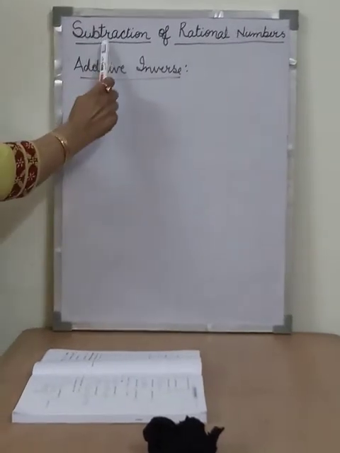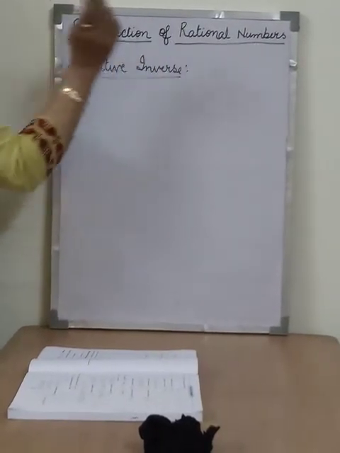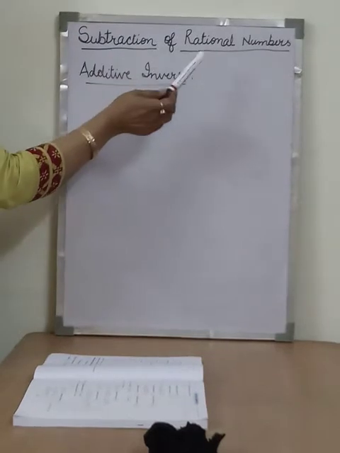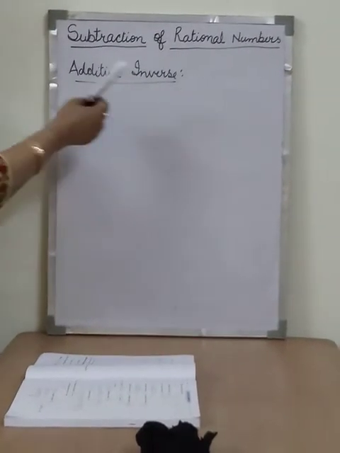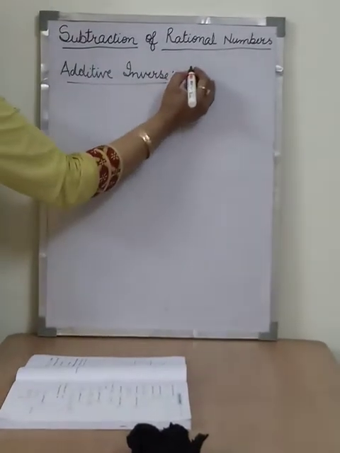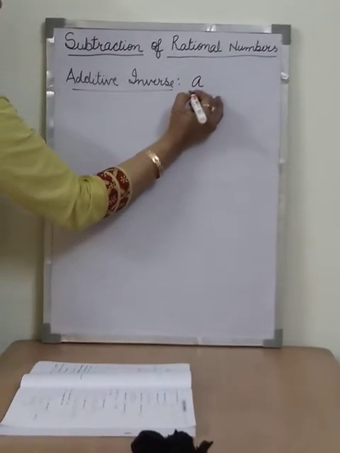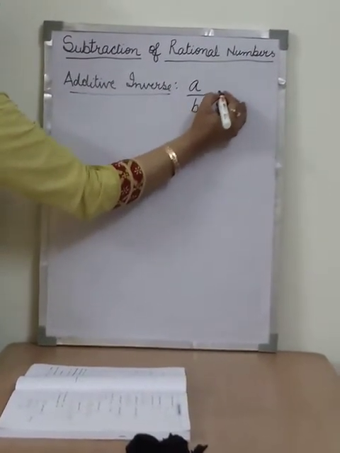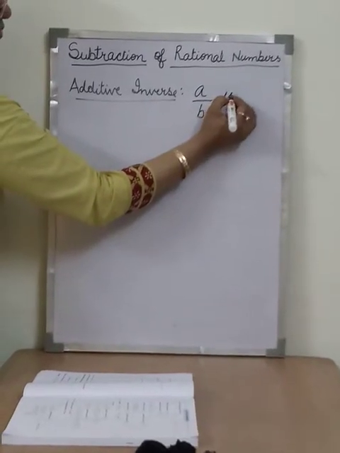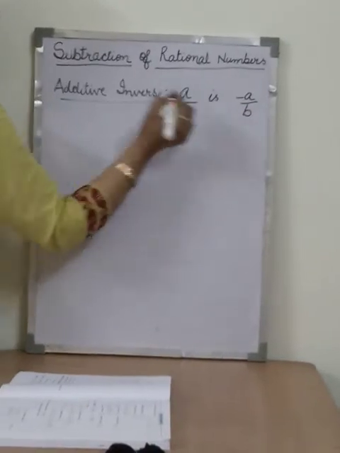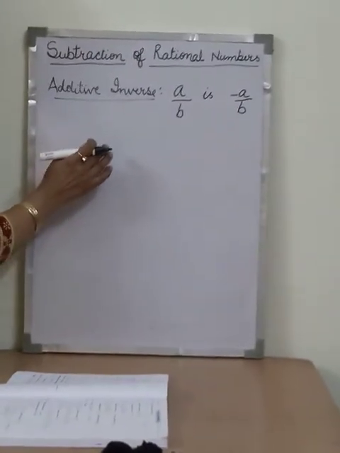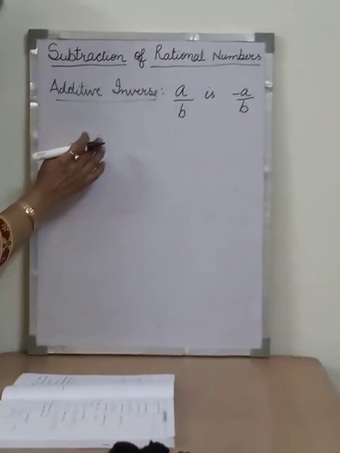Today we'll be studying subtraction of rational numbers. Before we learn the subtraction of rational numbers, we discuss the word additive inverse. Additive inverse means if I am looking for the additive inverse of a by b, that is minus a by b. Additive inverse means we have to write the same rational number with opposite sign.